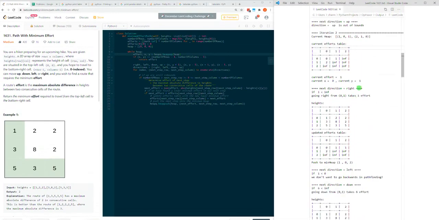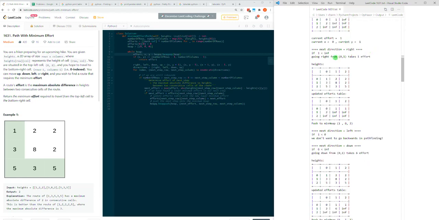So in iteration 2, we have our 1, 0, 1 and 2, 1, 0, and 1, 0, 1 goes first in line because it's a priority queue, it's a min heap. So this weight of 1, position 0, 1, with an effort of 1, is considered. Going right from 0, 1 takes 1 effort.